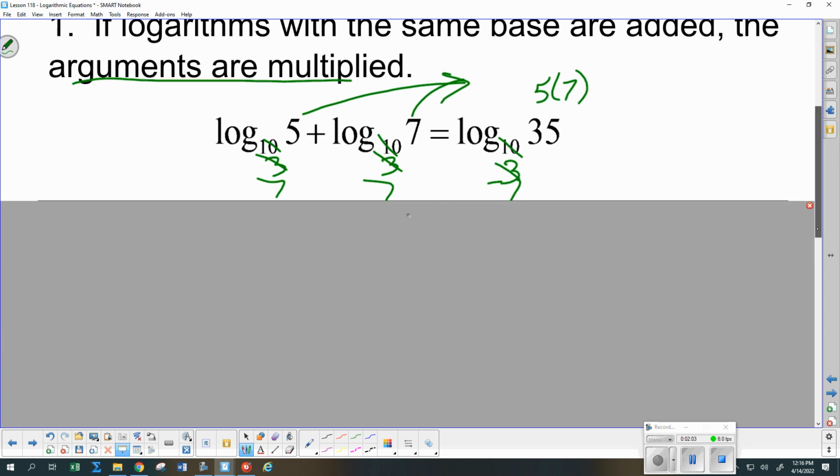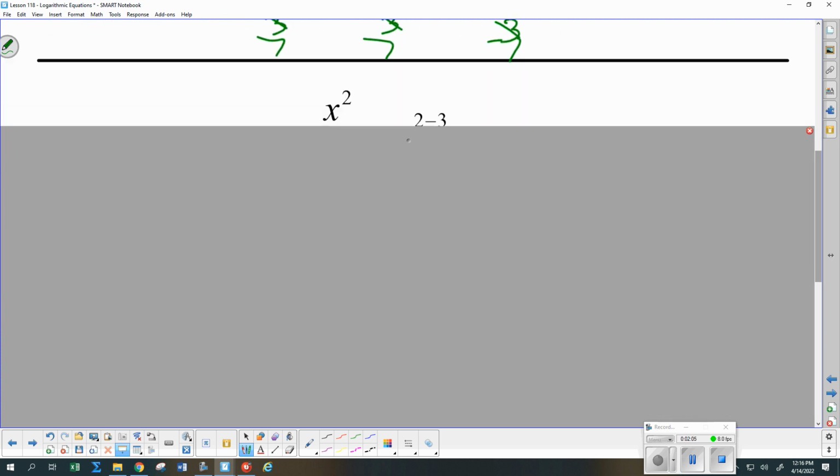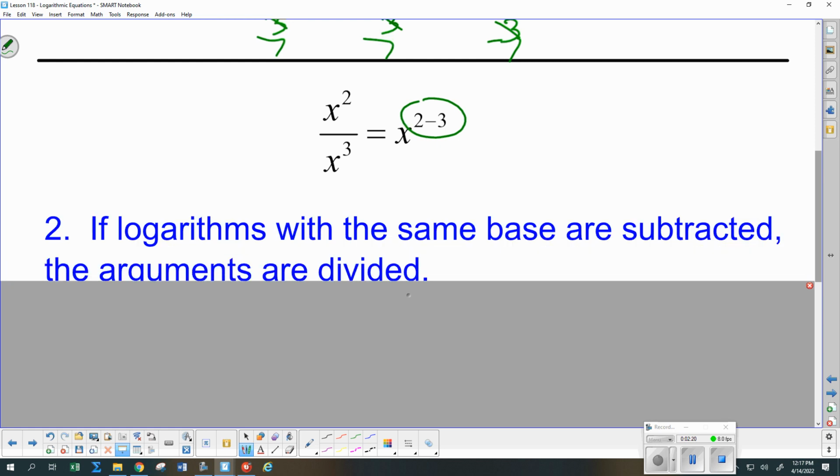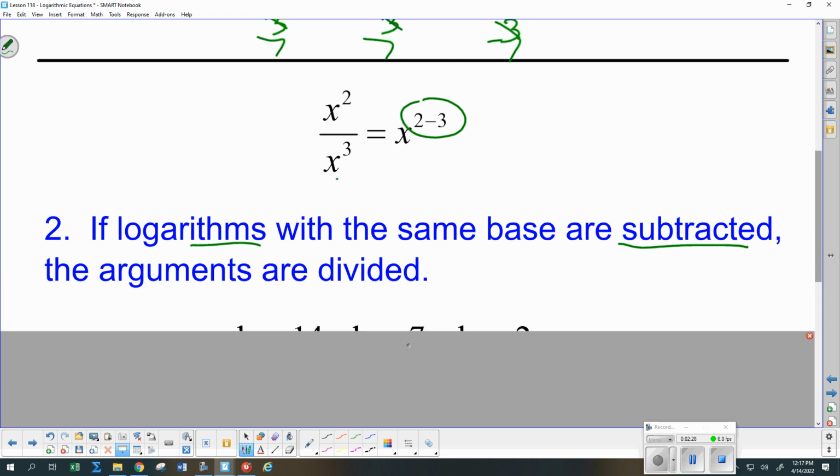Okay, we have another property that we know how to use with exponents. We know if we have something like this, we need to subtract the exponents. The log is the exponent, so this means if we are subtracting the exponents, we're subtracting the logs. So if we are subtracting the logs, that means we had to take those arguments and divide them.